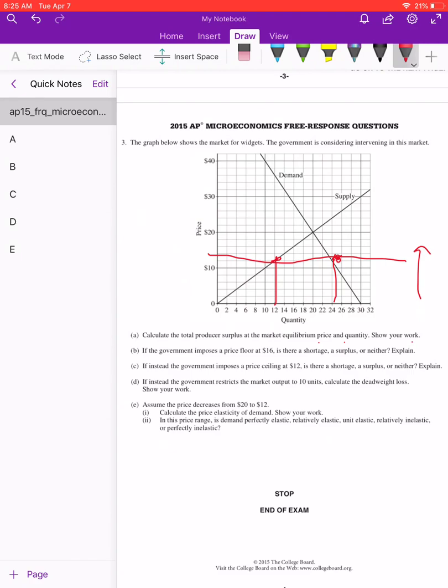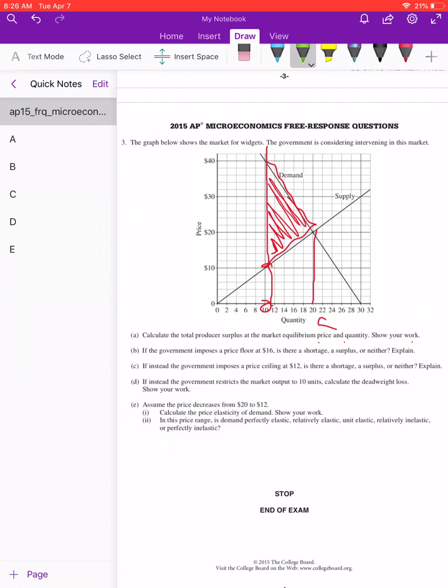So now jumping to letter D, if instead the government restricts market output to 10 units. If the government restricts output to 10 units, that means we're at a line like this all the way up. And it asks you to calculate the deadweight loss. So it's the same principle. We have a market failure here. Market failure means we ought to be at 20. Government is restricting us to 10. That means this area has been lost to the entirety of the market for all people, both consumers and producers. So they want you to calculate the value of that area.